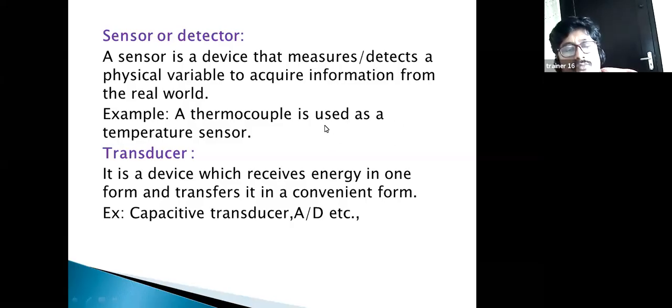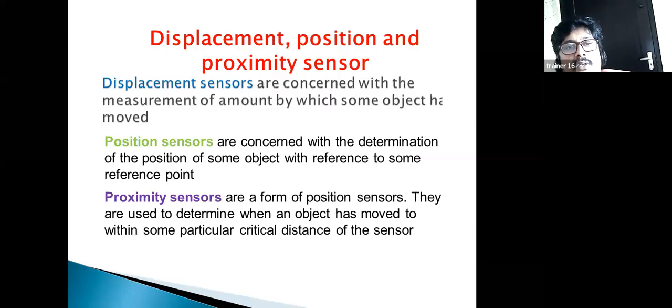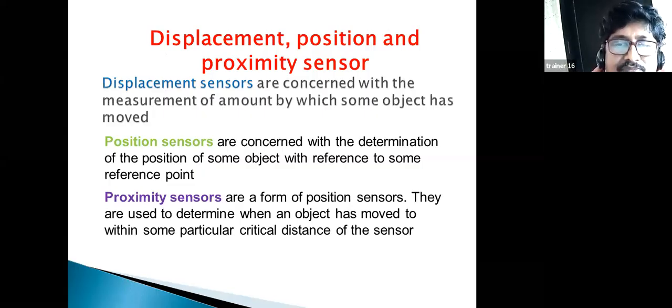Then we'll go for the next slide: displacement, position and proximity sensors. Displacement is how much distance is displaced by the object. That detection is nothing but the displacement sensor.